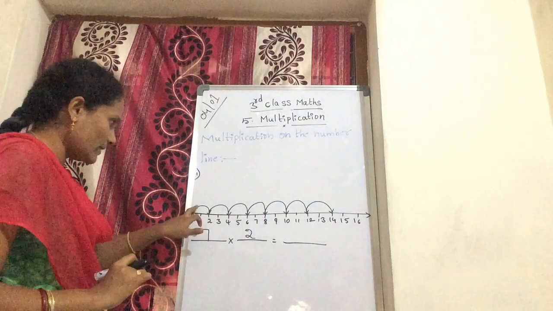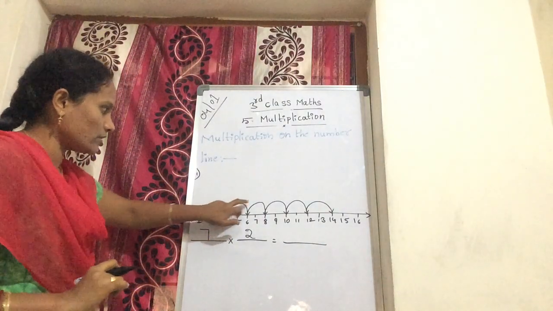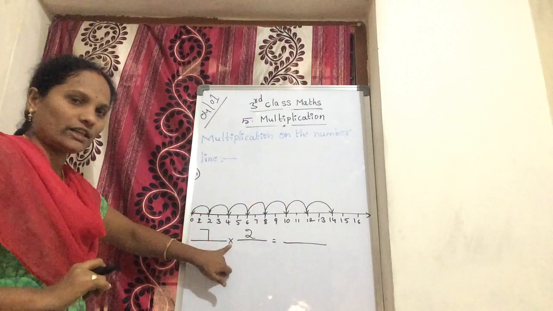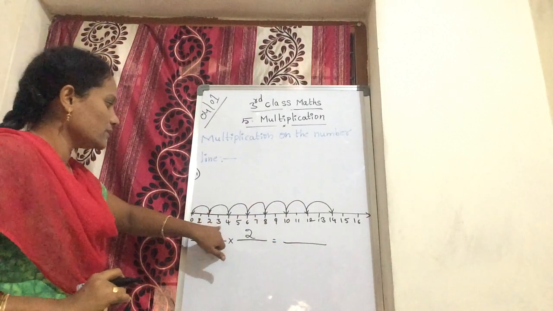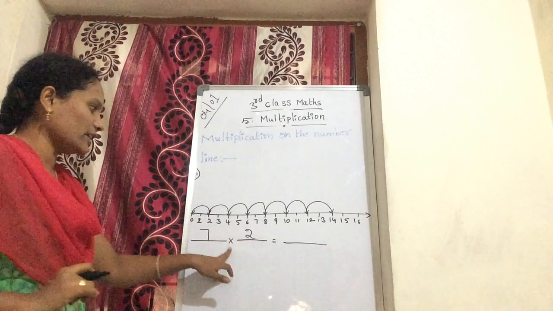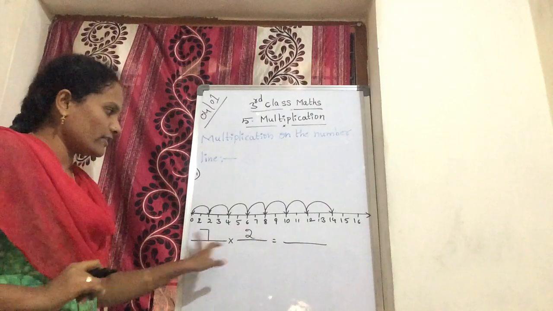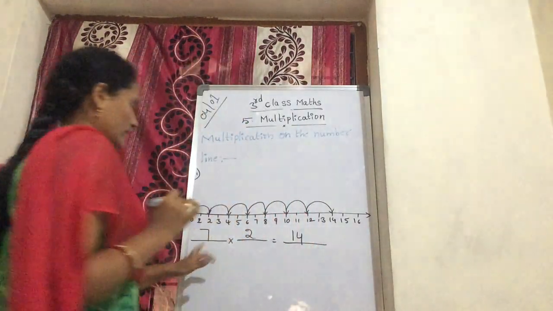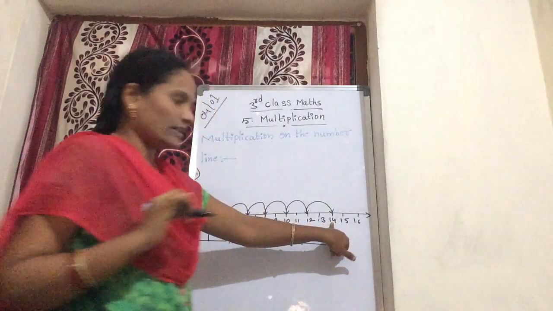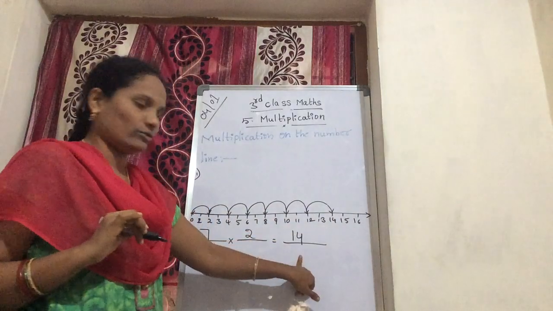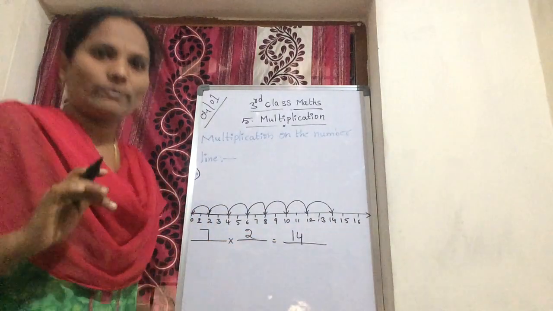So how many times repeated? Count it: 1, 2, 3, 4, 5, 6, 7. 7 times. Repeated, and every time moving 2 steps forward. So 7 into 2. 7 2s are 14. You get the answer: 7 2s are 14. Write this. Here the last number is 14. Please copy it, Amma.